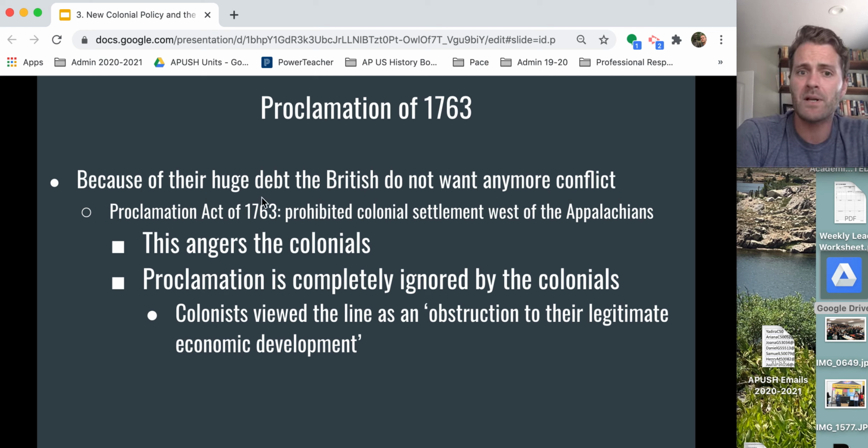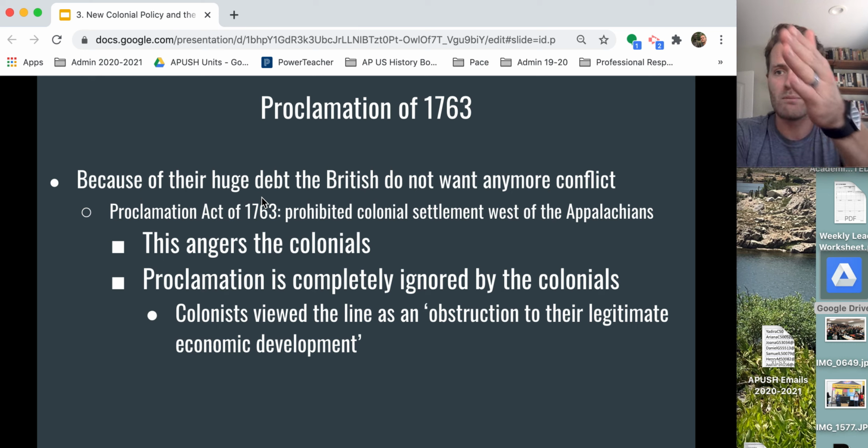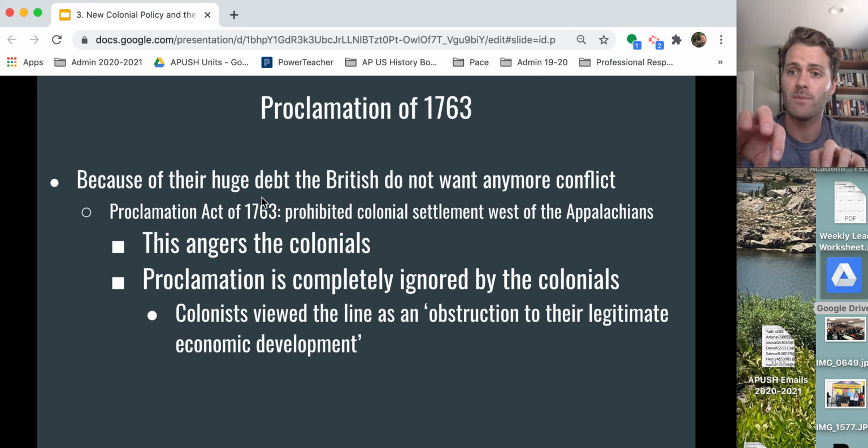So because of that, they're going to pass a new law, which is going to tell the colonies, you cannot spread out past the Appalachian Mountains. That mountain range that was confining you before, you can't pass that. All right, you can do whatever you want here on the Atlantic seaboard, but you are not spreading out westward past these mountains. It's called the Proclamation Act or the Proclamation Line of 1763. And it's going to prohibit any colonial settlement west of the Appalachians.